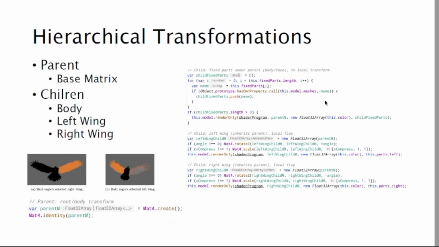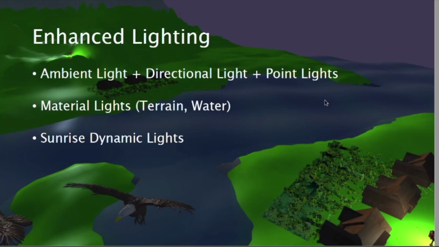Secondly, I will talk about the hierarchical transformation. We structure each model into a hierarchy. The parent is the base matrix. The bald eagle's body, left wing and right wing are each children. This keeps the entire model coherent as it moves through the scene.